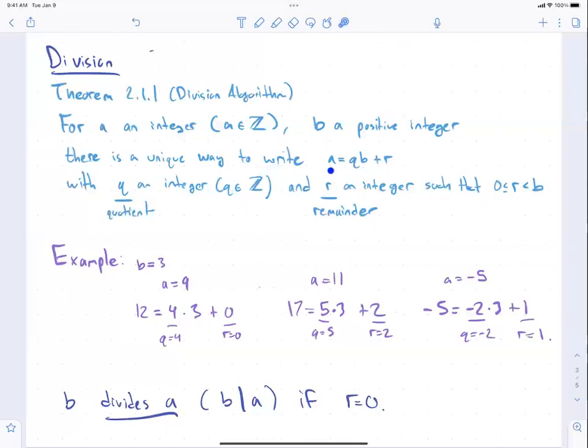There's a unique way to divide a by b and get a remainder. Here q is the quotient and r is the remainder, and this is just doing long division with remainders like in elementary school. So for example, a is 9 and b is 3. Whoops, that's not what I wrote here. b is 3, so a is 12.